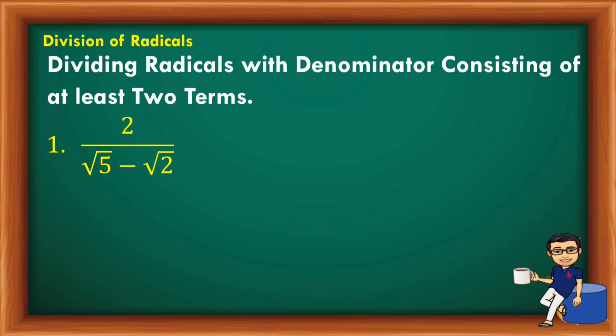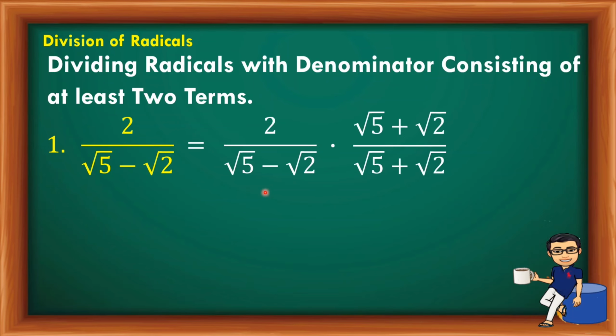And that is dividing radicals with denominator consisting of at least 2 terms. So kung mapapansin nyo, ang denominator natin dito ay 2 terms. Square root of 5 yung first term at ang second term ay square root of 2. In this case, rationalizing pa rin ang gagawin natin. Ang pagkakaiba lamang nito, kapag ganito yung case, kinopya natin, i-multiply natin yan sa opposite sign ng denominator. So, magiging positive. Para maging sum and difference of binomial.